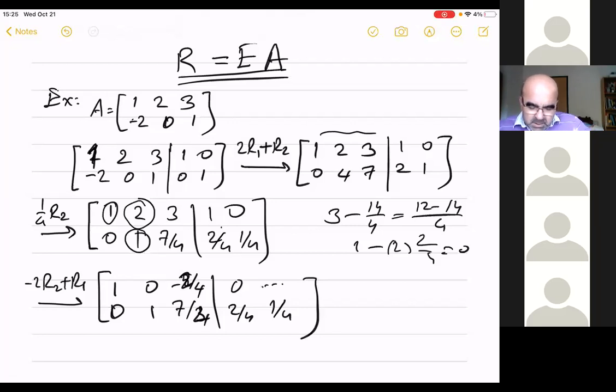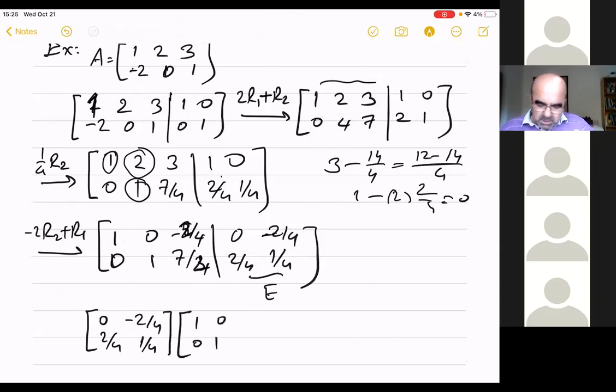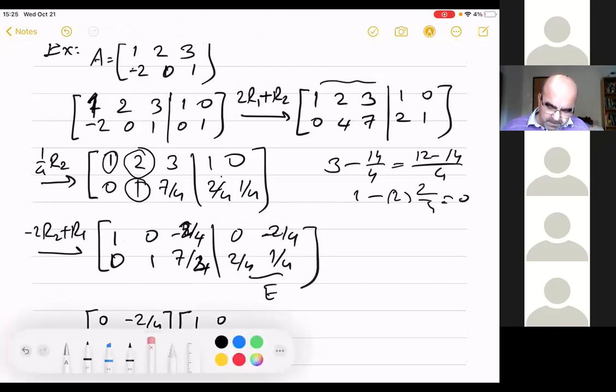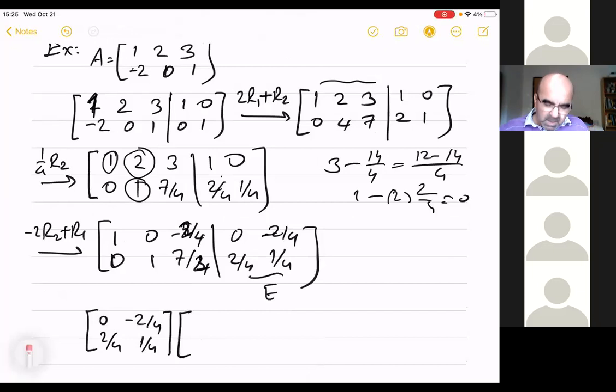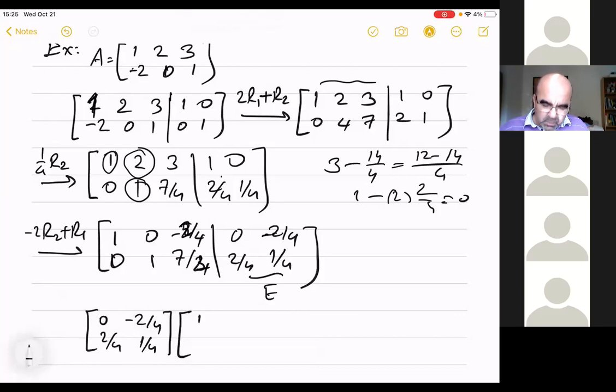So -2/4. So this is matrix E. So this matrix is invertible. It has 0, -2/4, 2/4, and 1/4. Times the identity, times 1, 2, 3, -2, 0, 1 gives the row reduced echelon matrix.